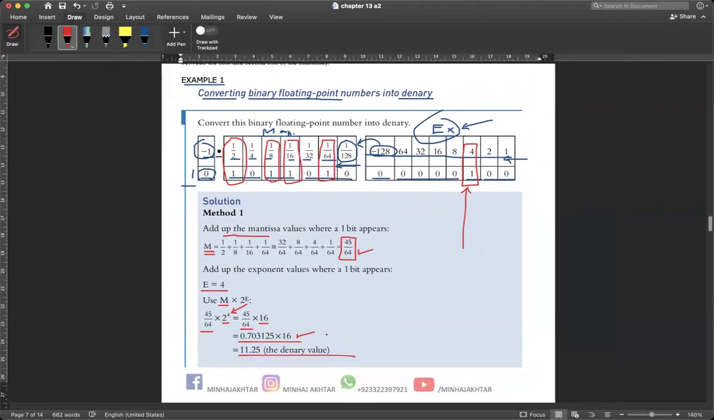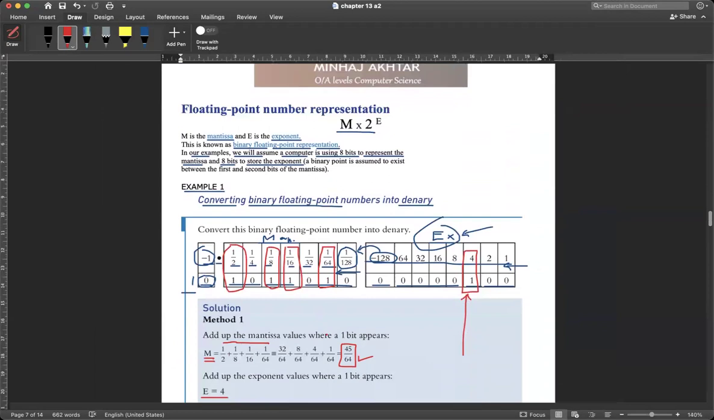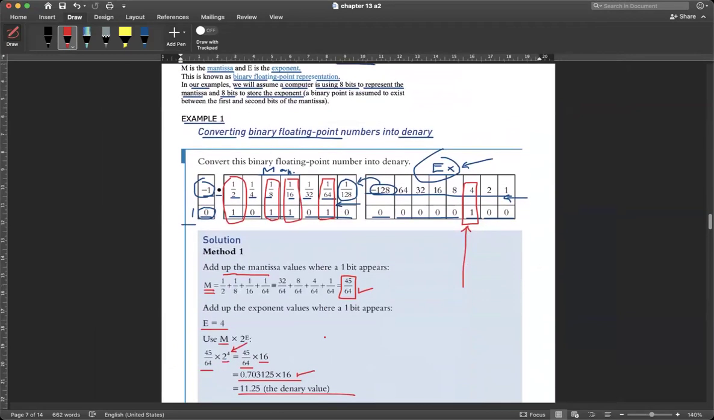Now, what do you have to do, guys? First, you need to write down the formula, mantissa into 2 power exponent. And if you want to write anything which you think is useful for you, you are free to write. And then you have to do this example number 1.